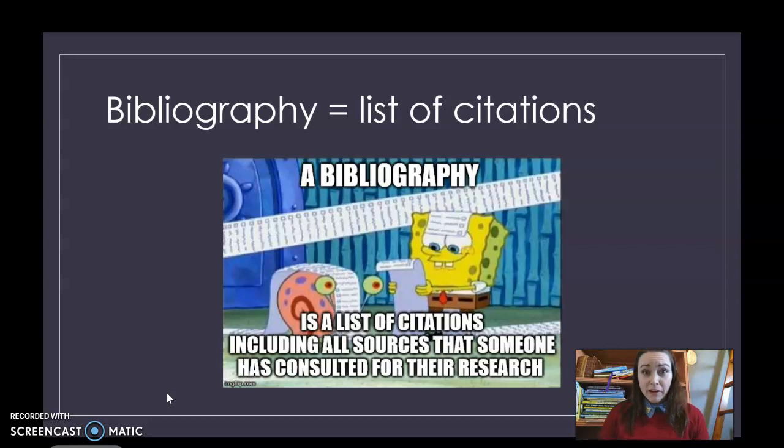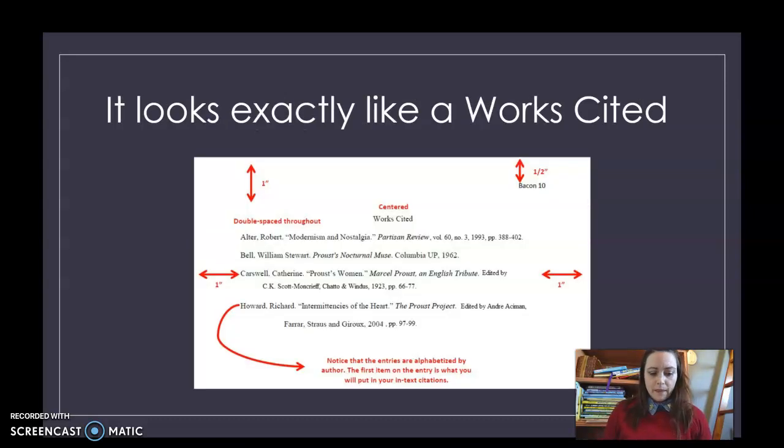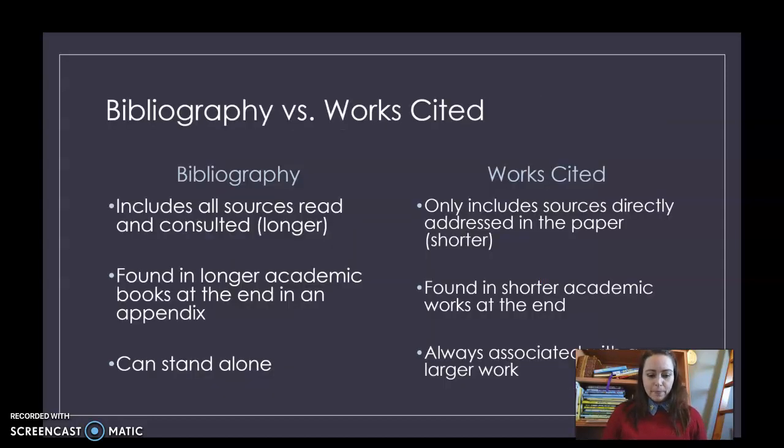So, what is a bibliography? A bibliography is a list of citations. Bibliographies are similar to the more familiar works cited page, except that a bibliography includes all the sources that someone has consulted during their research. A bibliography looks exactly like a works cited page in terms of formatting. But a bibliography differs from a works cited because it includes all the works consulted during the research process. Works cited only include sources mentioned directly in the paper. This means that bibliographies tend to be longer than works cited.